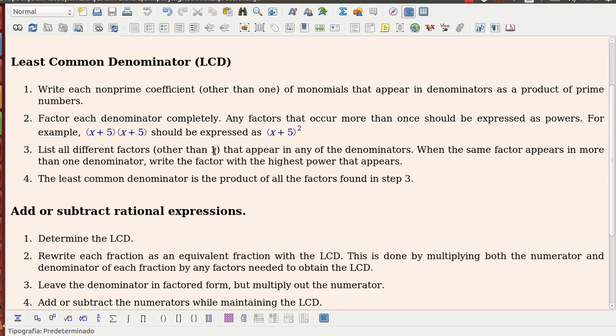Third, list all different factors other than 1 that appear in any of the denominators. When the same factor appears in more than one denominator, write the factor with the highest power that appears. And fourth, the least common denominator is the product of all the factors found in step 3.